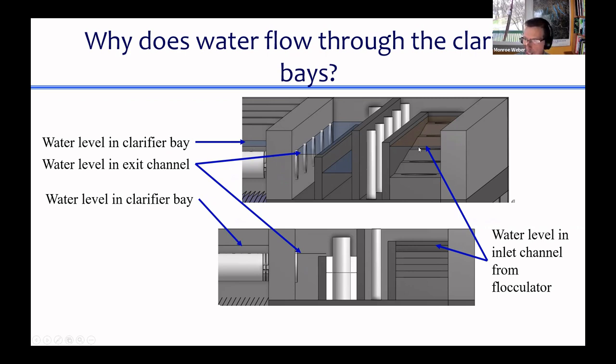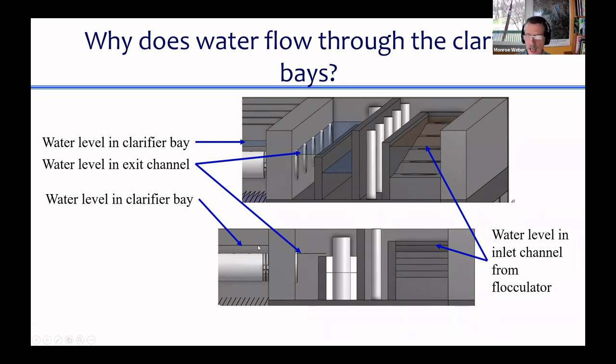Okay, so that's the water level in that inlet channel. And then over here is the water level in the clarifier bay. So remember, the water goes from this inlet channel, down through an inlet pipe, up through the diffusers, up through the plate settlers, and ends up at this water level, which is here as well.